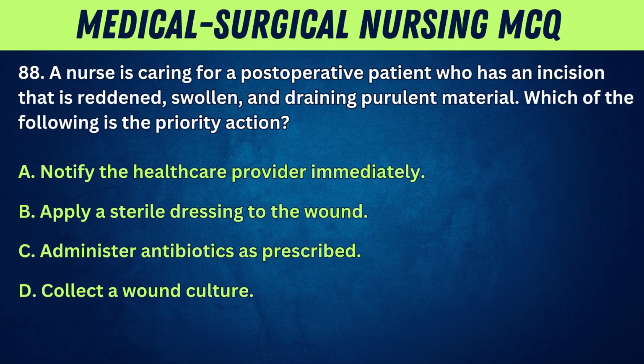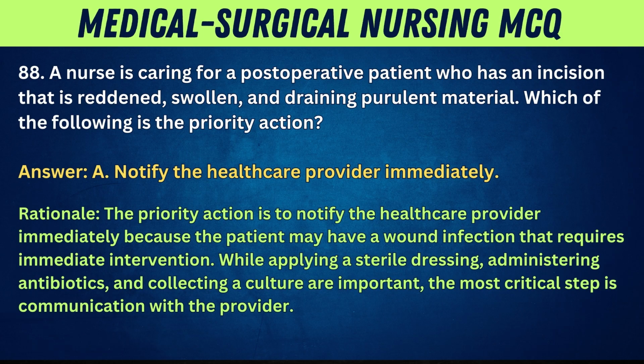B. Apply a sterile dressing to the wound. C. Administer antibiotics as prescribed. D. Collect a wound culture. Answer: A. Notify the healthcare provider immediately. Rationale: the priority action is to notify the healthcare provider immediately because the patient may have a wound infection that requires immediate intervention. While applying a sterile dressing, administering antibiotics, and collecting a culture are important, the most critical step is communication with the provider.